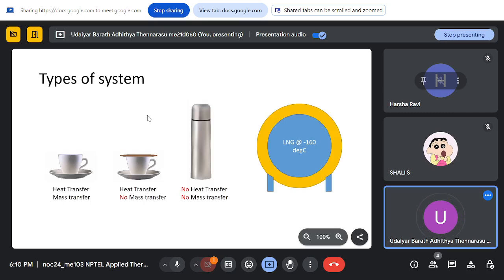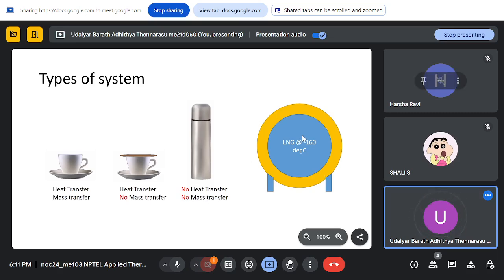So these are some examples of the types of system. You have a cup and saucer which is placed, so in that case you have both heat transfer and also the vapors which are coming out, and that is a mass transfer. So this is an open type of system. Now you have a lid which you are closing on top of the cup. So you have heat transfer which is occurring, but there is no mass transfer because this is closed. Similarly, you have a thermos flask. In this case, there is no heat transfer and there is no mass transfer.